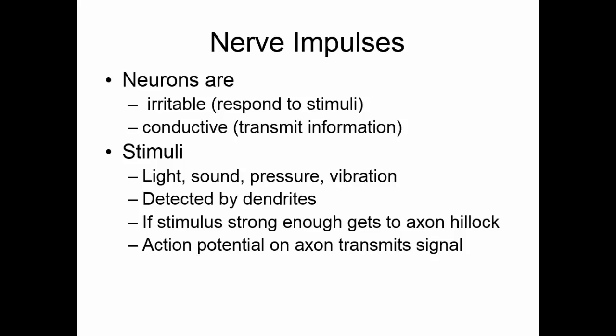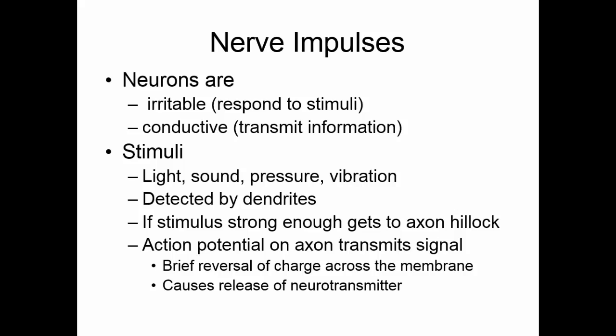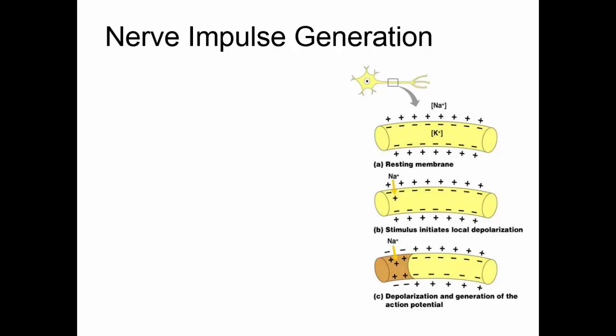This is necessary to transmit the signal to the next cell. An action potential is a brief reversal of the charge across the membrane. We're going to have charged particles moving across the membrane. That's basically electricity. When this gets to the axon terminals, it will cause the release of the neurotransmitter. So let's look at how a nerve impulse is generated. When the cell is at rest, we say it's polarized, it's resting.